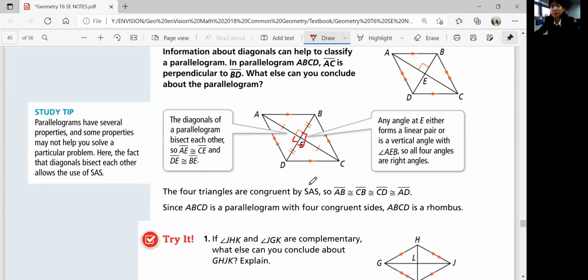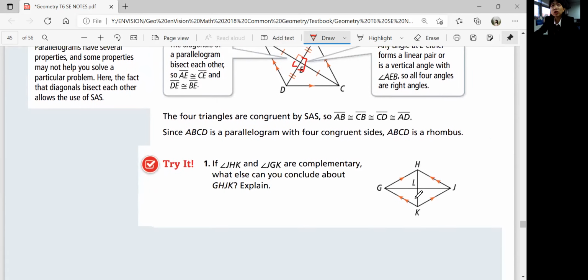All right, look at Try number 1. If angles JHK and JGK are complementary. Complementary is what kind of angles? You know supplementary angles make 180 degrees. Complementary angles make 90 degrees.